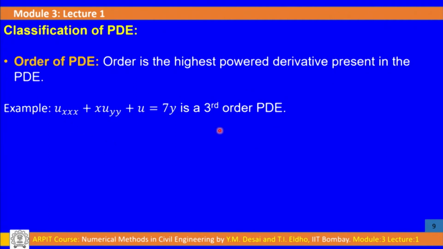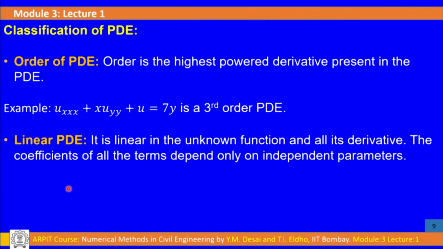So, this is a third order PDE. Why PDE? Because we are given two independent parameters x and y. So, we infer that u is a function of two independent parameters and hence it is a partial differential equation.